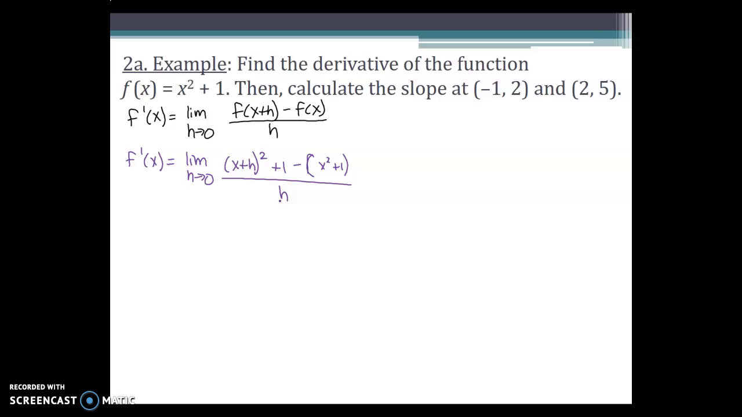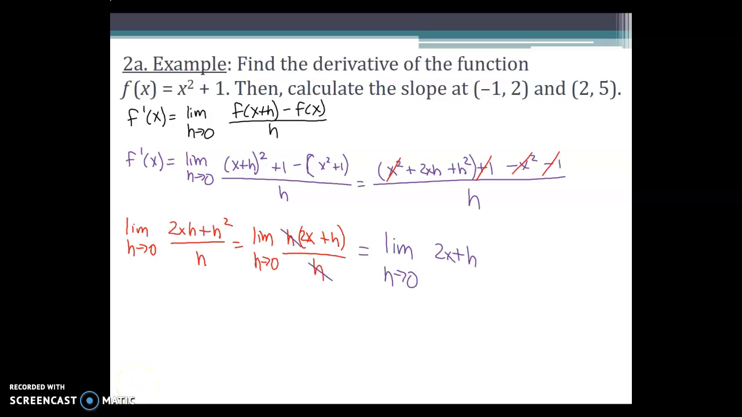I would like you to pause the video for a minute, work out this square, combine everything, and try to eliminate that h before anything else. Hopefully you got to this stage without too much heartache. Big part is expanding this binomial squared accurately. Don't forget about this 2xh in the middle.